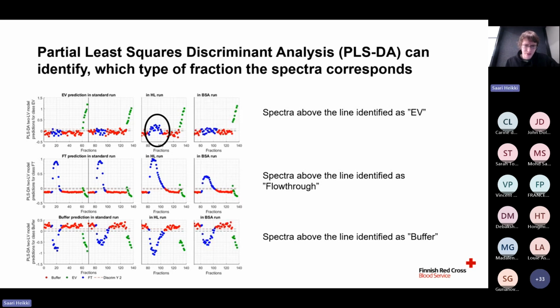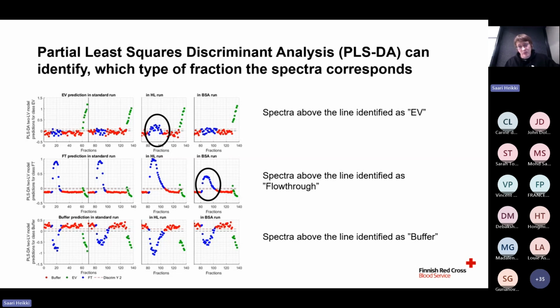And then looking at the BSA run, you see very similarly that the EV fraction spectra seem to correspond to EVs, but then in the flow-through there's something different. It still identifies it as flow-through, but it's not quite as strong as with the other runs, so something is different. So with this kind of analysis, you might look at your run data and say, okay, there's something weird about this sample, or in the high load run, you might say, okay, maybe I overloaded the column, I should use a bigger column or less sample.